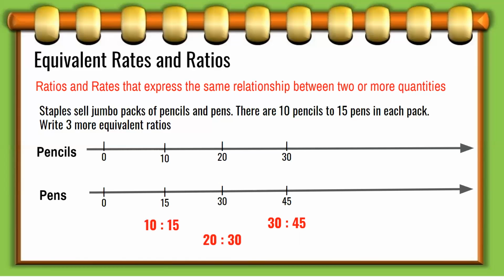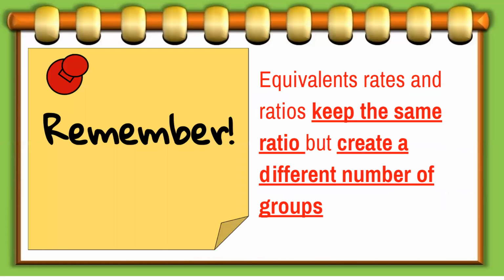Well, I would still do the same thing because the relationship or the ratio never changed. I would still get 10 pencils in each pack and 15 pens in each pack. I would just now have 7 packs. So now I would have 70 pencils and 105 pens with a ratio of 70 to 105. So as you can see, we now have our 3 equivalent ratios. And here's a note. Remember, equivalent rates and ratios keep the same ratio, but I'm just creating a different number of groups.